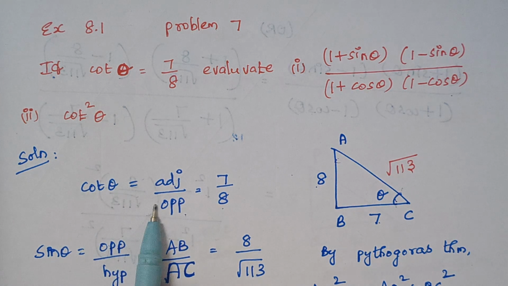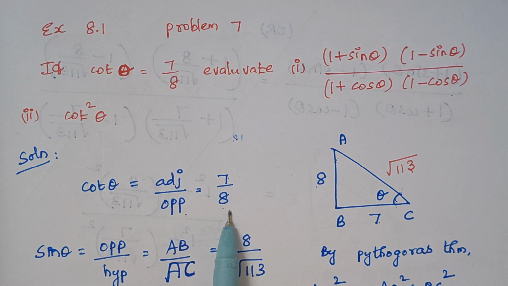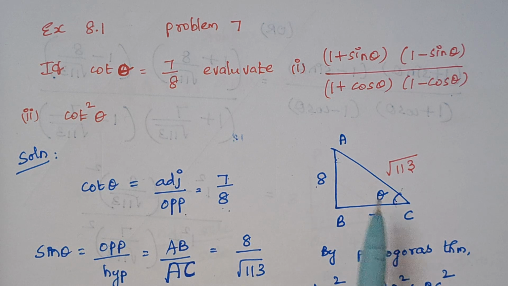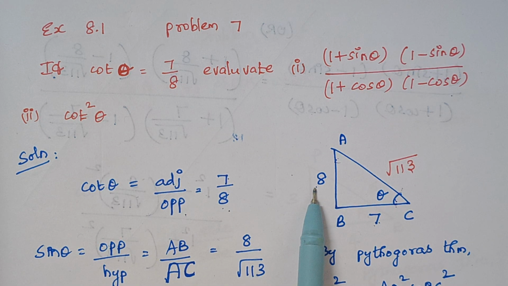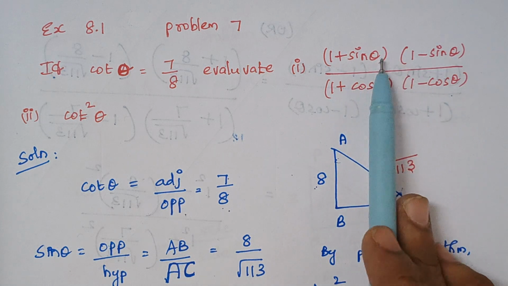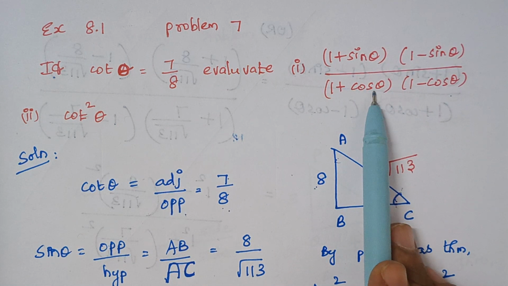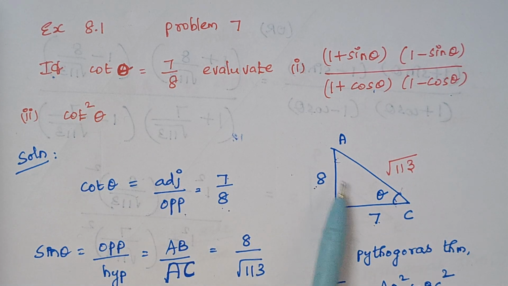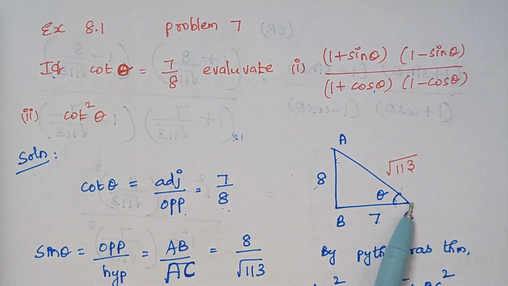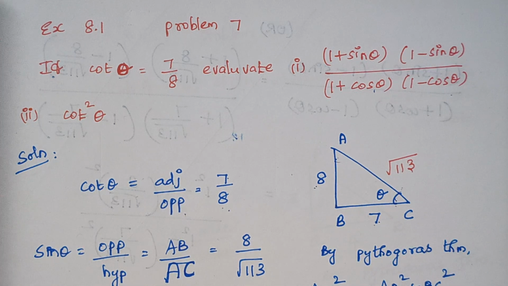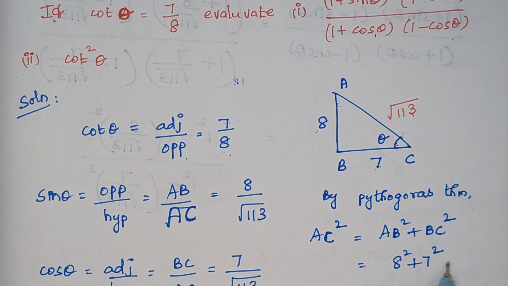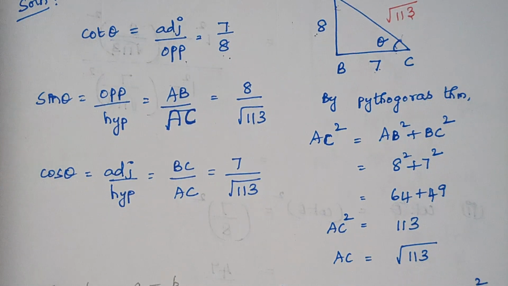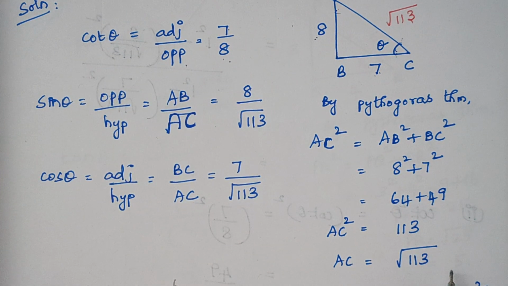So now the value of cot theta is given. So it is adjacent by opposite, right? Therefore the adjacent side is 7 and the opposite side is 8. Anyway, we need to find sin theta and cos theta, therefore the hypotenuse is a must. So by Pythagoras theorem, AC square is nothing but AB square plus BC square. Just substitute the values, and finally the value of AC is square root of 113. If you have any values like this, just keep it as such. Never try to find the value of the square root, okay?